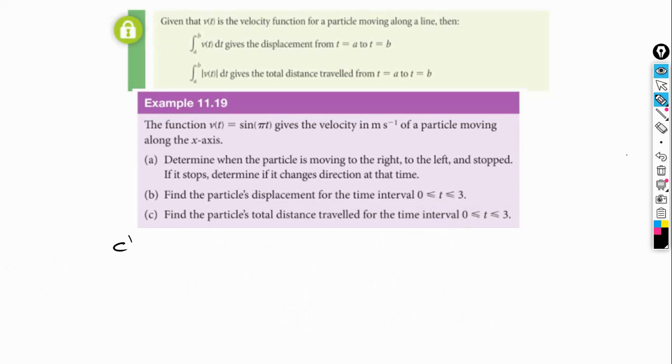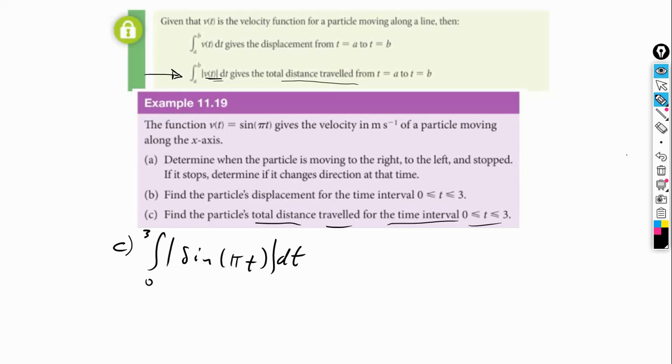So now we're going to do part C, and it says find the particle's total distance traveled for the time interval from 0 to 3. So here we're going to use this second fact, that the integration of the absolute value of the velocity in that time interval is going to give us the total distance traveled. So that means that we have to integrate from 0 to 3, but this time for the absolute value of sine of pi times t dt.